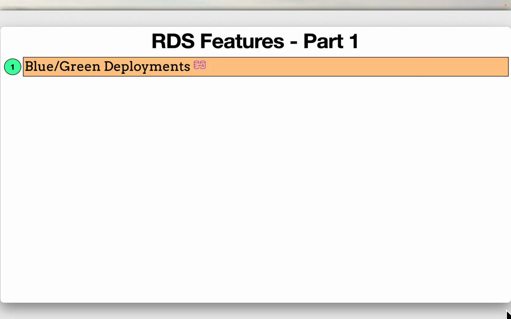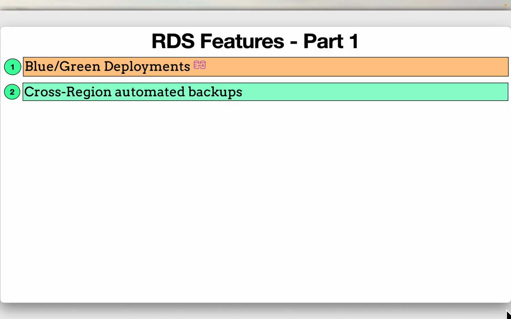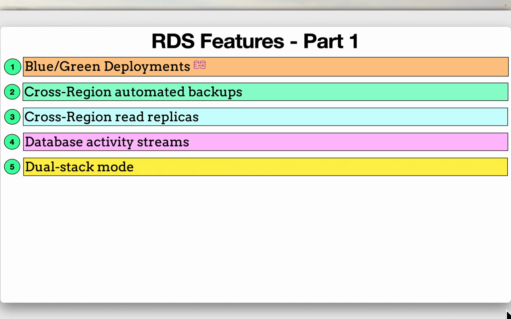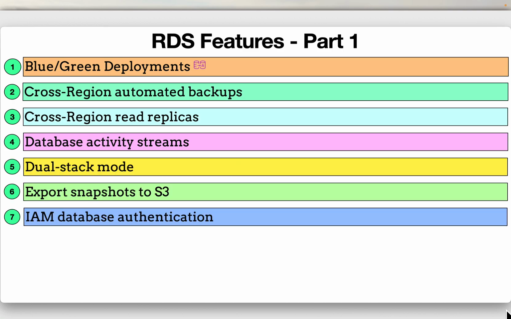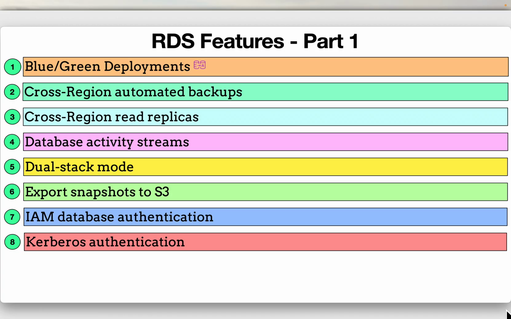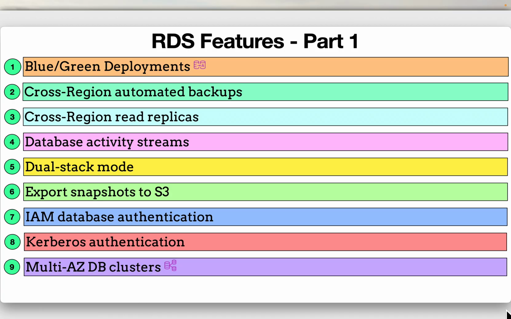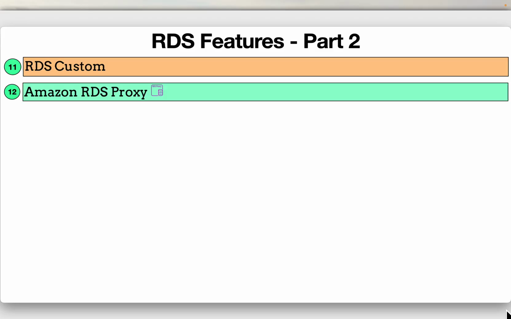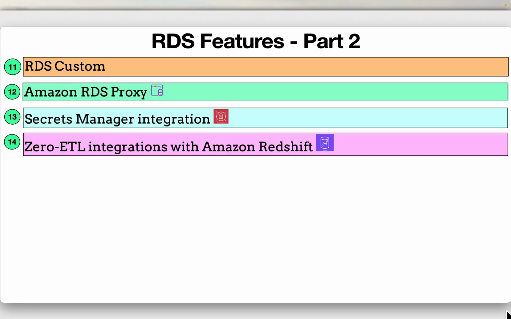Now we'll see all the features of RDS. So these features will cover blue-green deployments, cross-region automated backups, cross-region read replicas, database activity streams, dual stack mode, export snapshots to S3, IAM database authentication, Kerberos authentication, multi-AZ DB clusters, performance insights, RDS custom, Amazon RDS proxy, secrets manager integration, and zero ETL integration with Amazon Redshift. Okay, this one is actually preview feature, but this is just to know, so we'll not cover this because it's still in preview.